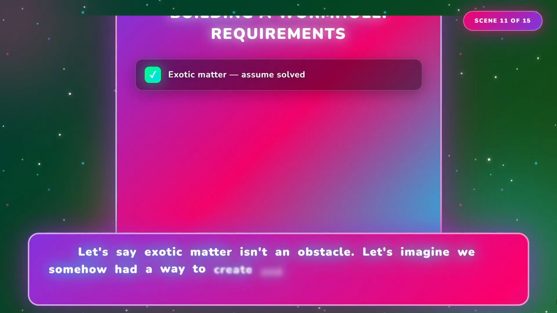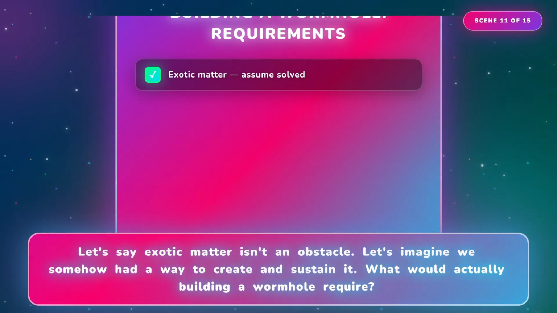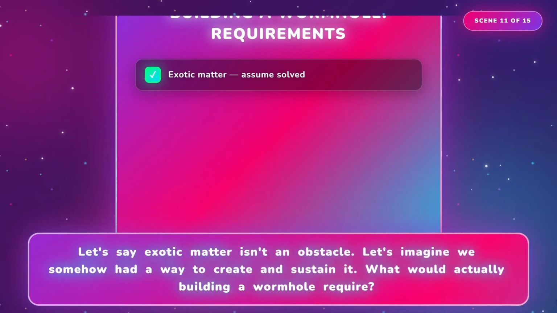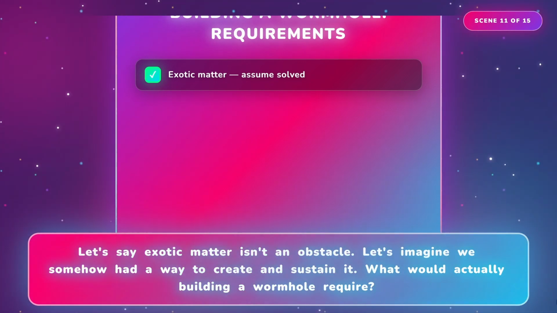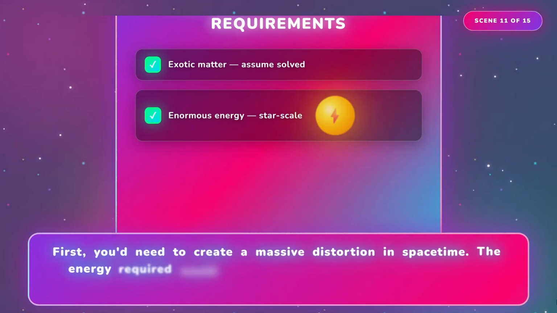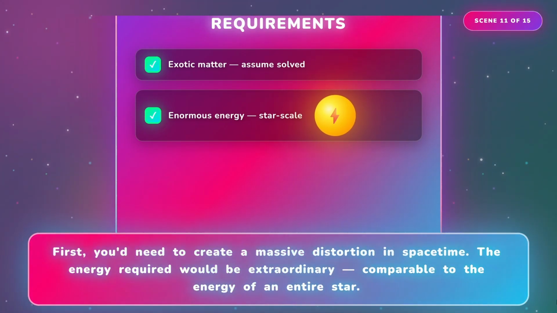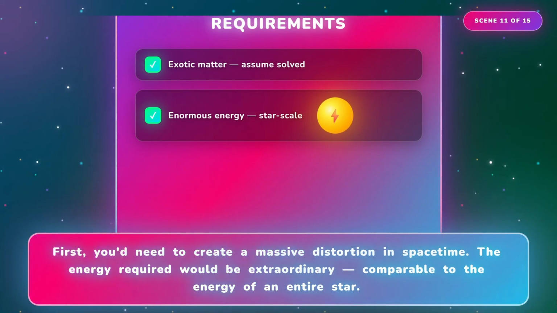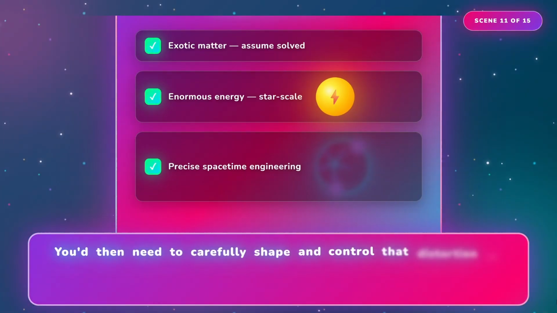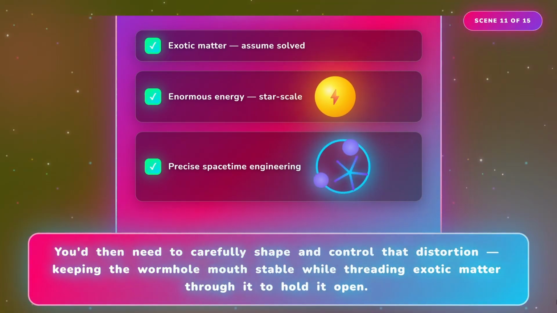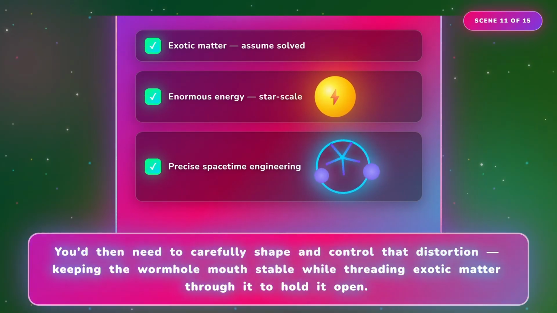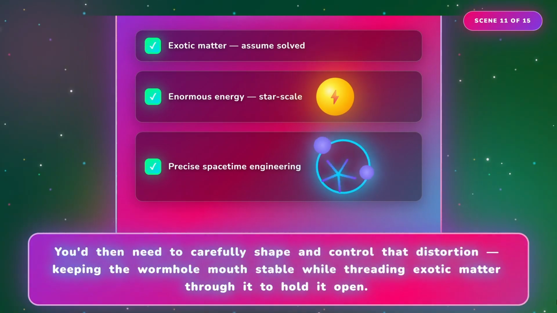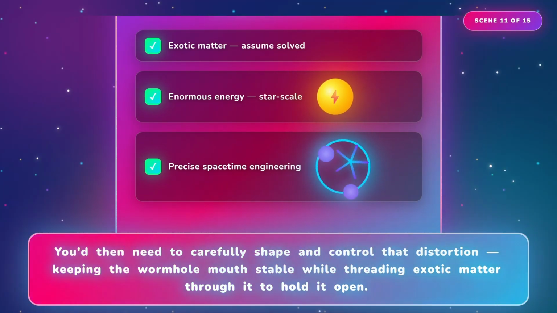Let's say exotic matter isn't an obstacle. Let's imagine we somehow had a way to create and sustain it. What would actually building a wormhole require? First, you'd need to create a massive distortion in space-time. The energy required would be extraordinary, comparable to the energy of an entire star. You'd then need to carefully shape and control that distortion, keeping the wormhole mouth stable while threading exotic matter through it to hold it open.